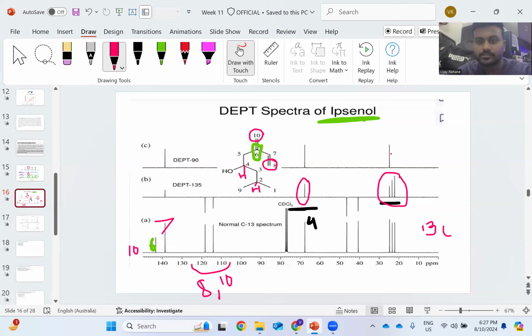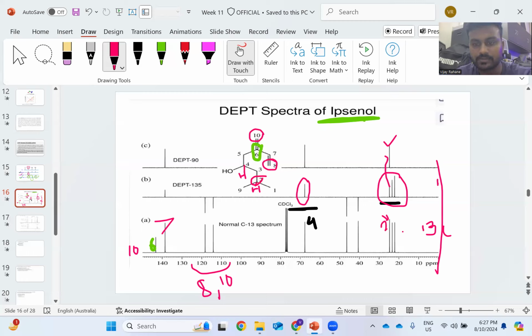Middle, or this terminal, sorry, this terminal signal. So this one, the scale is the same for all of these. So definitely this is the signal, right? This signal is due to the CH carbon. So this is definitely the CH attached to the 2 position, that is, sorry, the carbon number 2. So this signal is due to the carbon number 2, and this remaining, terminal 1 and 9.